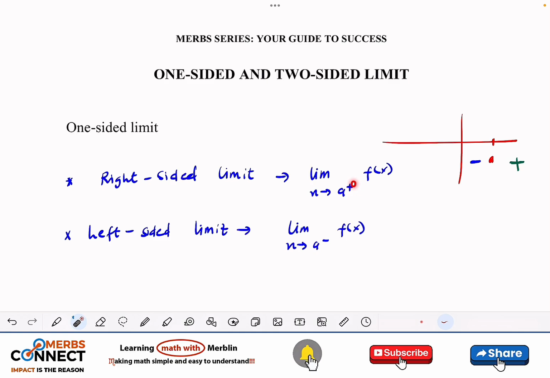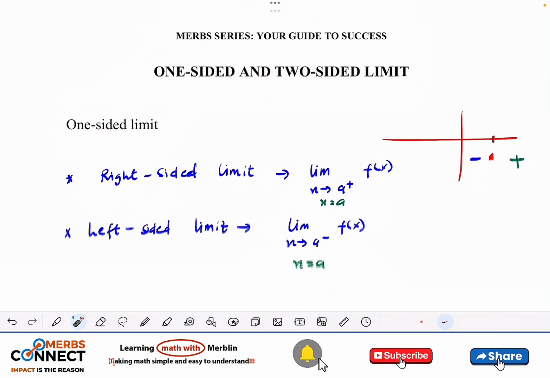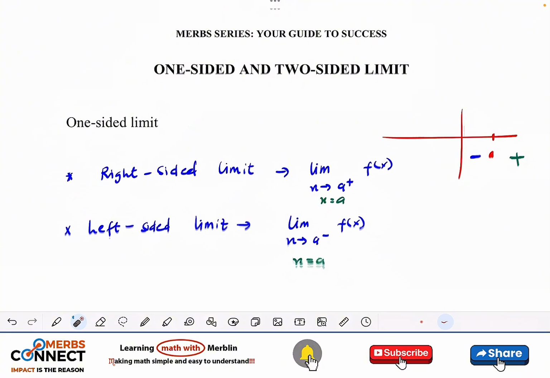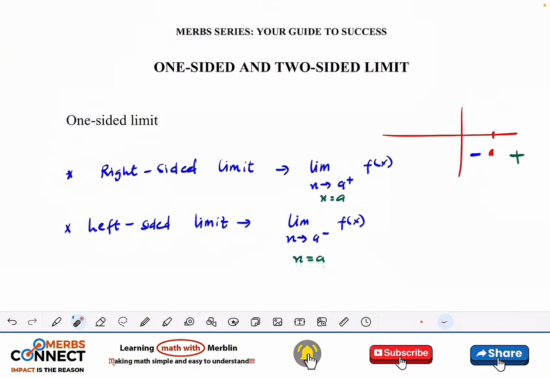Don't forget, anytime we see something like that, this is telling us that we are approaching a from the positive side. And when you see something like this, it means that we are approaching a from the negative. Is that right? When you are doing substitution here, we set x equal to a, not positive a. And here too, we set x to be equal to a, not negative a. The negative and the positive are just signs that show us that we are coming from the left or we are coming from the right. So this is basically one-sided limit.